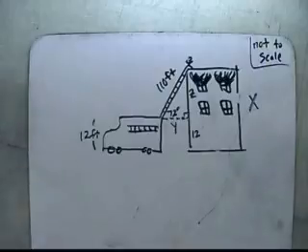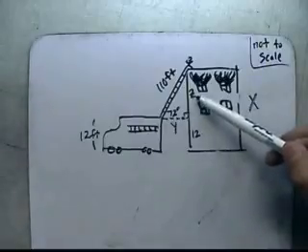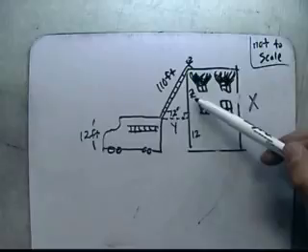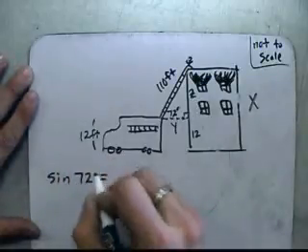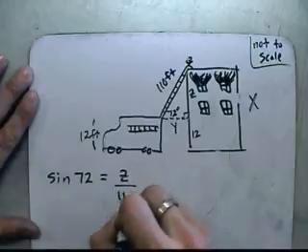All right, so I have to figure out which trig function to use here. I'm finding a side length. So I would probably use the sine function. So sine of 72 is going to equal opposite over hypotenuse. That's z over 110.